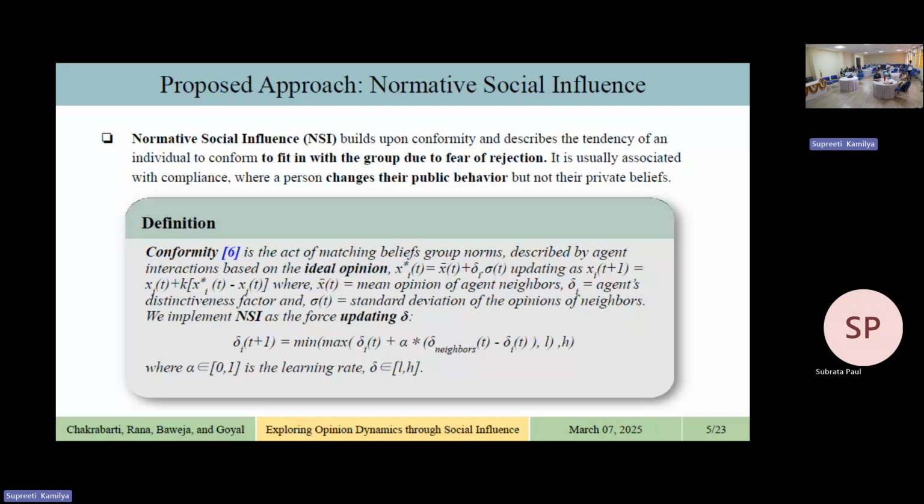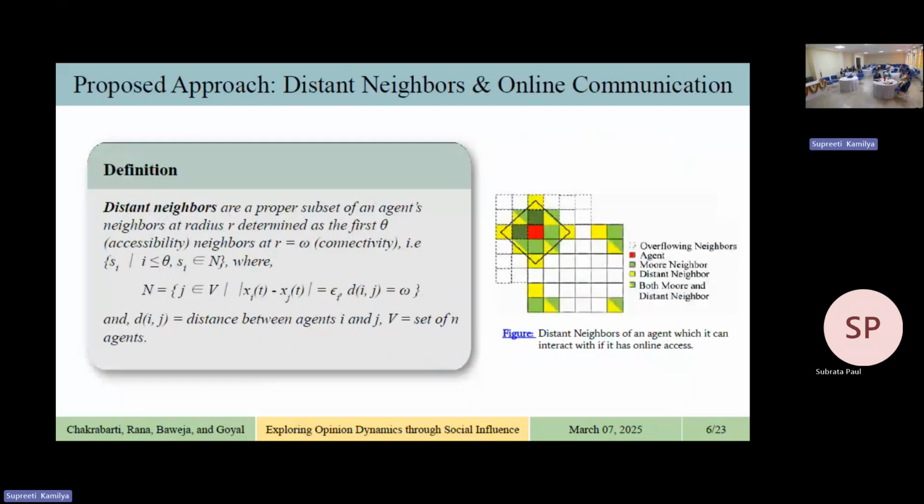Okay, next is our version of distant neighbors, which we have defined. It is just the first theta. Theta is accessibility, or the number of agents a particular individual can access at radius r. So if the radius is 3 or 4, it will access a few of the agents at that radius in a 2D grid.